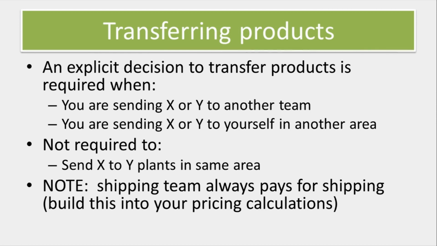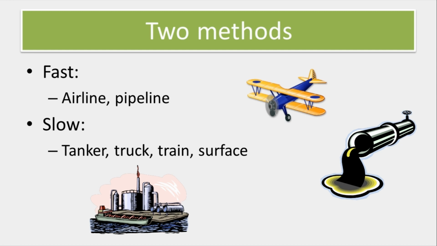Okay. It should be noted that the shipping team always pays for shipping. You'll find the unit cost for shipping in your data log, but you need to build this into your pricing calculation. So if it costs you $5 to ship product Y, you'll need to include that in the price that you use to send. Okay.